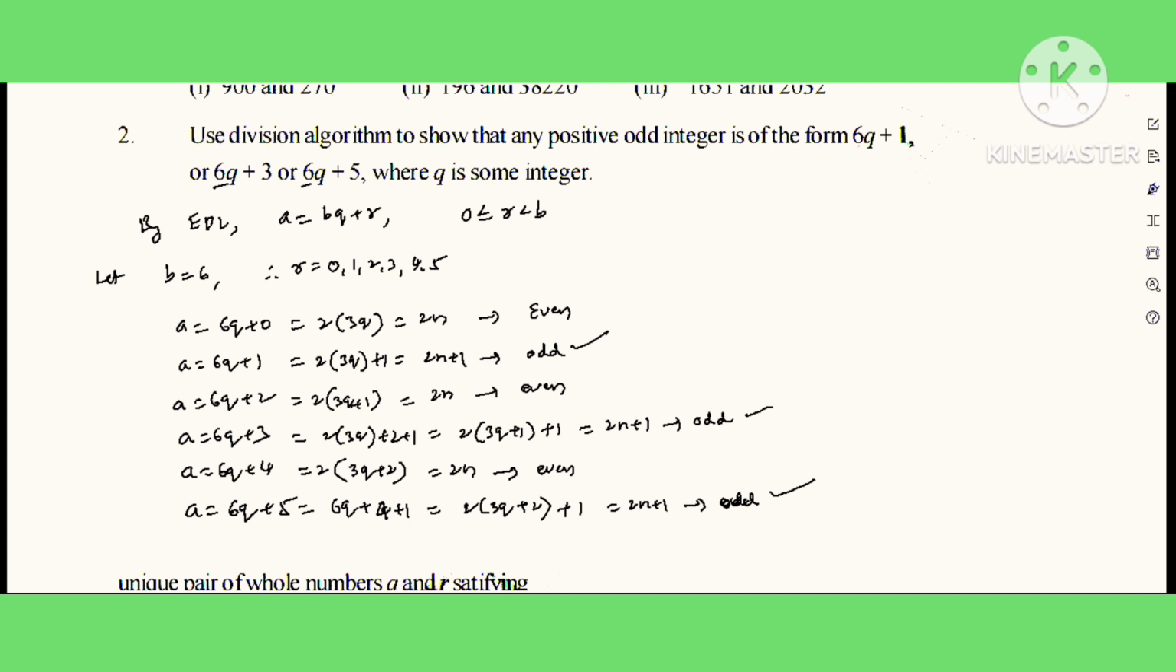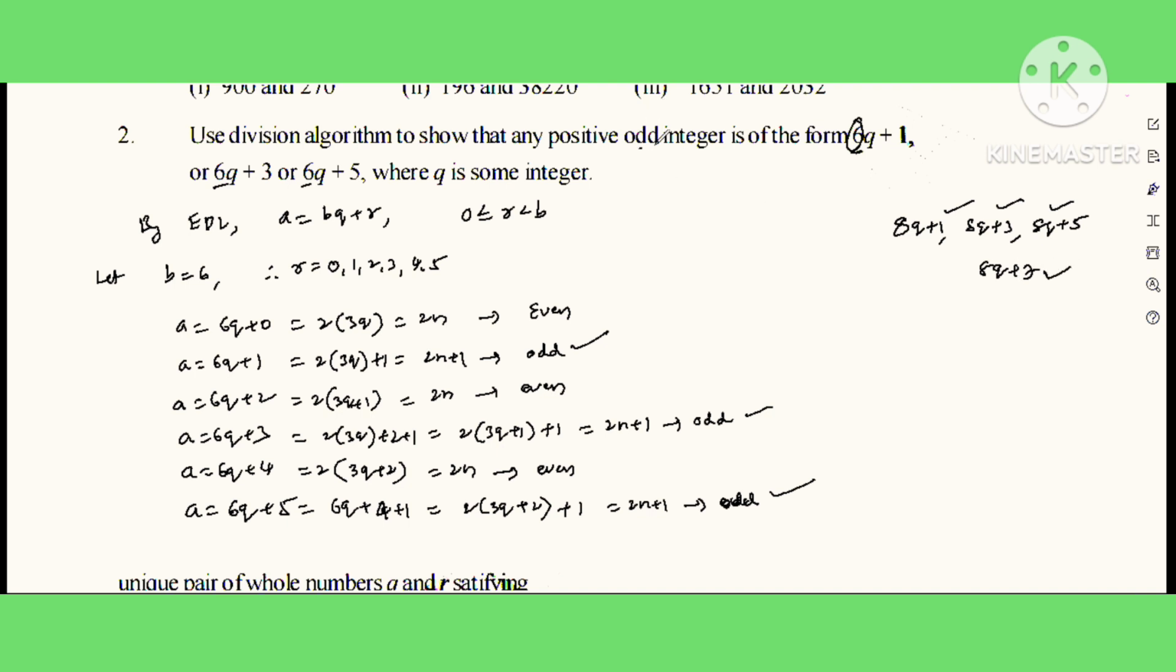And the question, how will it be changed? Instead of these cases, you will be given, for example, the same question: use the division algorithm to show that any positive odd integer is of the form 8q plus 1, 8q plus 3, 8q plus 5, 8q plus 7. Hence the divisor is changed to 8. The odd form is 8q plus 1 or 8q plus 3 or 8q plus 5 or 8q plus 7.